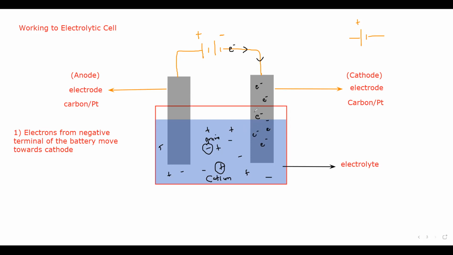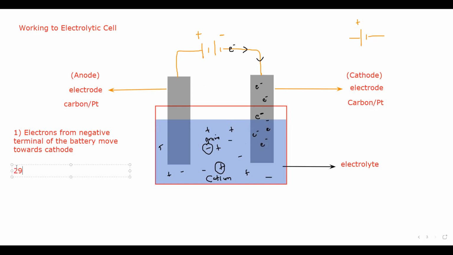It is very important that you understand the working of the cell, how it works. Anyone having a doubt or a query or question in between, you can ask using the chat, or you can use a mic. So the first thing that happened, the electrons from the negative terminal of the battery move towards the cathode. Then what is the charge of electron? These electrons are negative.